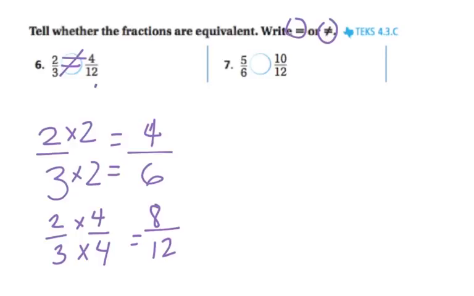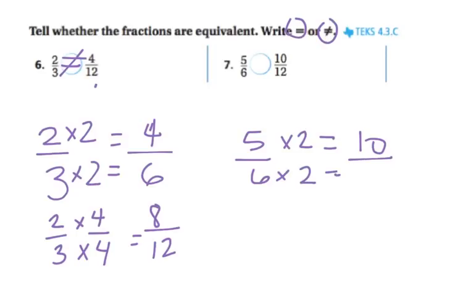Let's go ahead and look at 5/6 and 10/12. Same thing. I want to take my 5/6 and see if I multiply it by the same number, numerator and denominator, I should be able to get to 10/12. I know 5 times 2 would give me 10. So I have to multiply 6 times 2 as well, and that equals 12. So look, 5/6 is equivalent to 10/12. So I would write my equal sign in the middle.